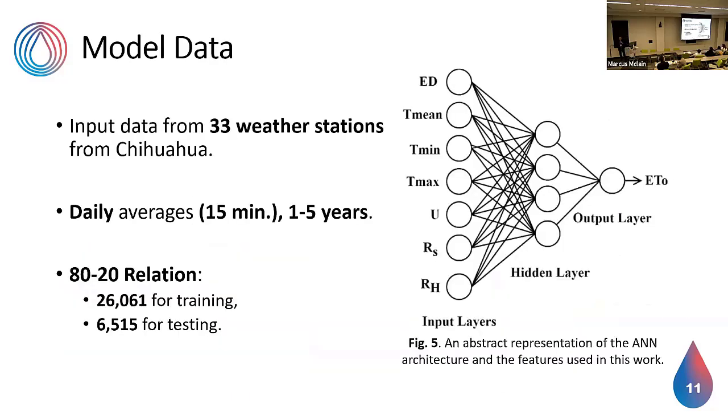For the model data, we have 33 weather stations from Chihuahua with daily average of reference evapotranspiration with 15 minutes lapse, between 1 and 5 years of data. We are using a training set of 26,000 data points and 6.5K for testing. On the right side, you can see the features that we are using for training the model: the elapsed days, the mean temperature, the minimum temperature, the maximum temperature, wind speed, solar radiation, and relative humidity.